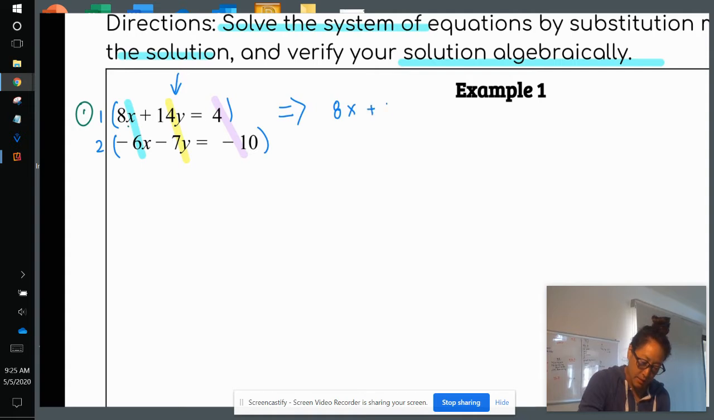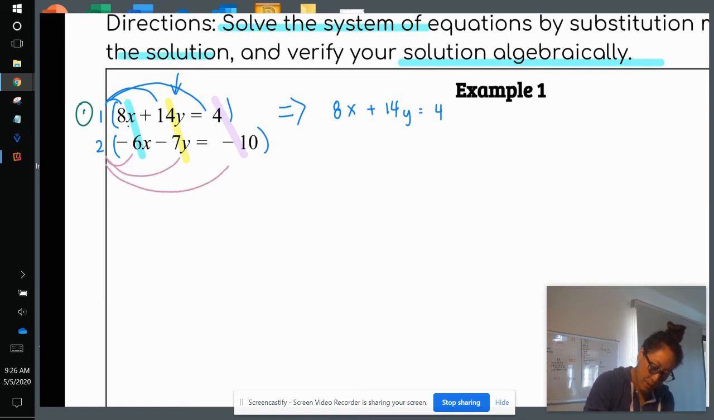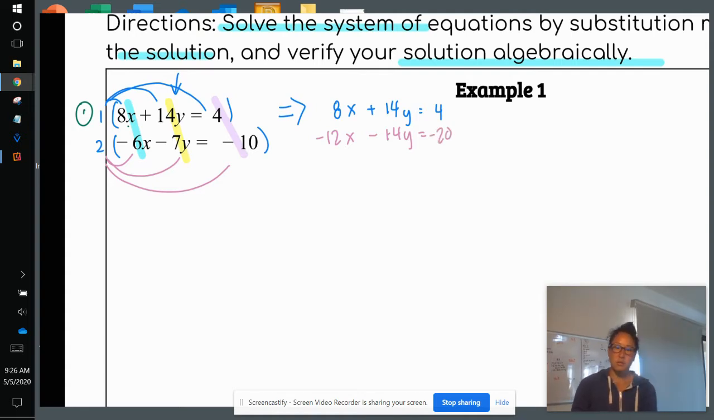8x plus 14y, distributing, and also to the equal sign part, is equal to 4. The bottom equation: 2 times -6 is -12x, minus 2 times -7 is 14y, and 2 times -10 is -20. Okay. Then we add these together. So that's step number 2 here, the multiplying. Step number 3 is to add.